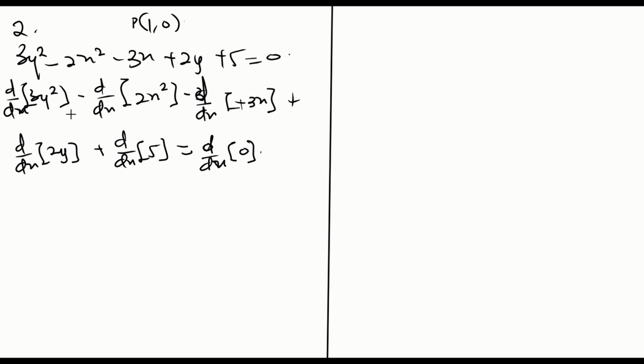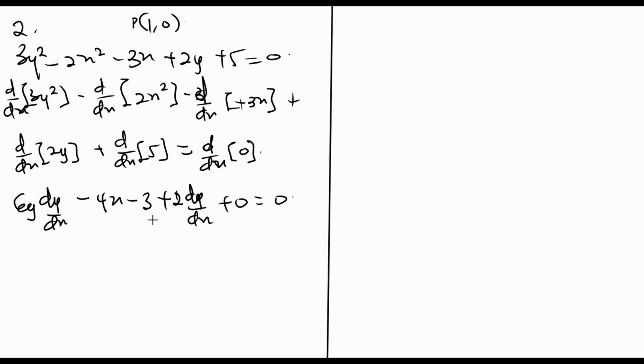Okay, we proceed with that. When we differentiate this, we are going to get 6y dy/dx minus 4x. Okay, this is going to be 4x. We differentiate this with respect to x, then this is minus 3, this is plus 2 dy/dx, this is plus 0, which is equal to 0.